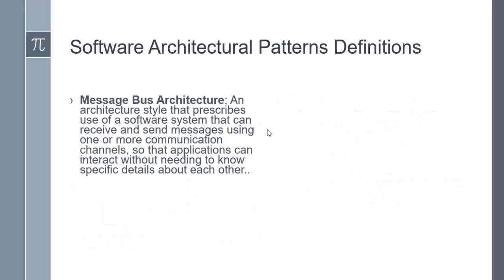Then we have a message bus architecture. This is an architecture style that prescribes the use of a software system that can receive or send messages using one or more communication channels, so that applications can interact without needing to know specific details about each other.